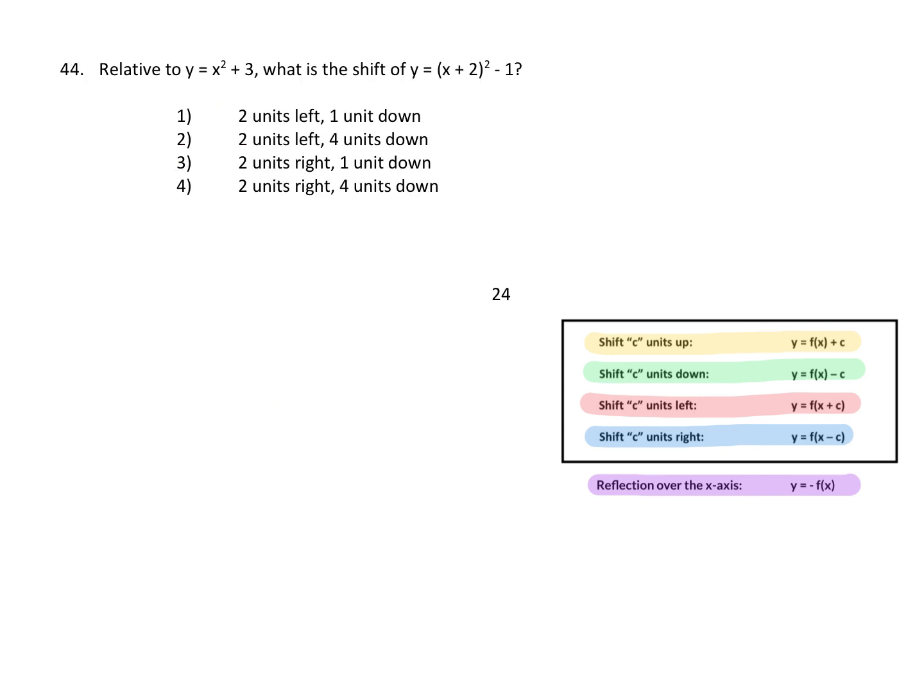Okay, now number 44. This one was a little tricky. I'm sure some of you chose choice 1. Some of you probably saw this and said, look, I'm adding 2 within the function, so I'm going 2 units to the left, and I'm subtracting 1 at the end of the function, so I'm going 1 unit down. So I'm sure some of you put choice 1, but be careful, okay? This is our original function, not y = x squared.